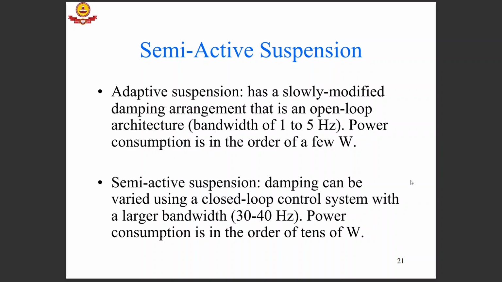Now looking at the bandwidth of semi-active suspension. Here an adaptive suspension has a slowly modifying damping arrangement that is an open loop architecture, right? Open loop in the sense that there is no feedback into the system, with a bandwidth of 1 to 5 Hz, and power consumption is a few watts. Semi-active suspension: here the damping can be varied using a closed loop control system with a larger bandwidth of 30 to 40 hertz, and power consumption will be in tens of watts.